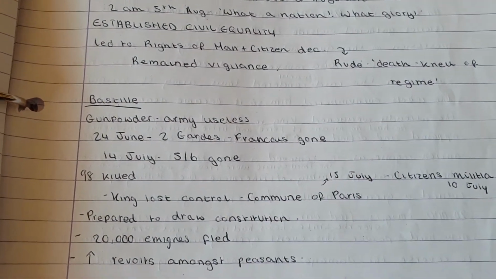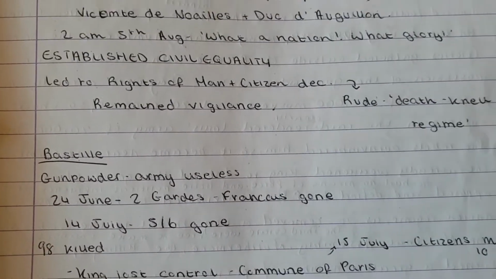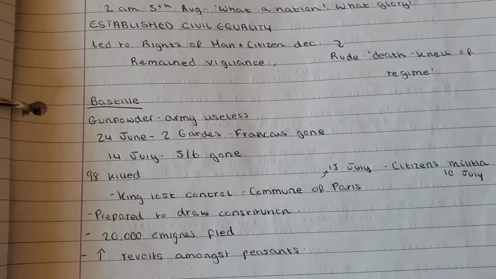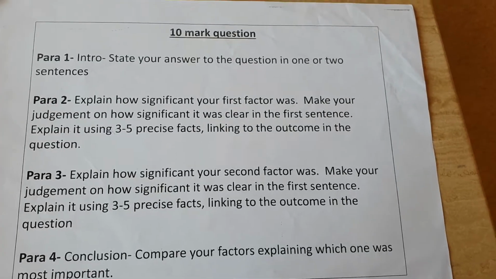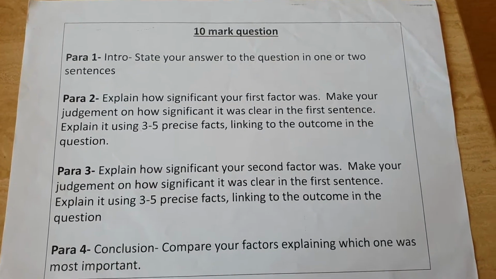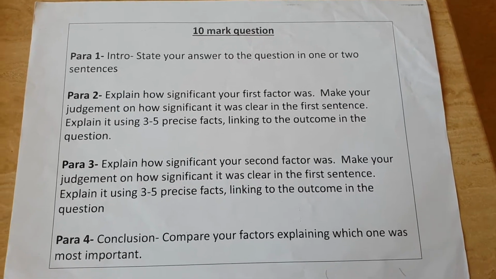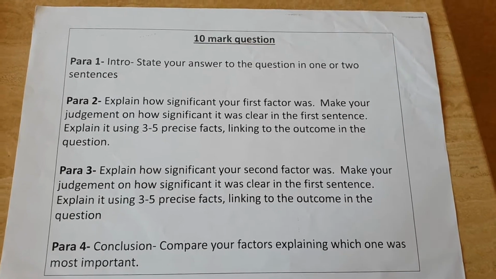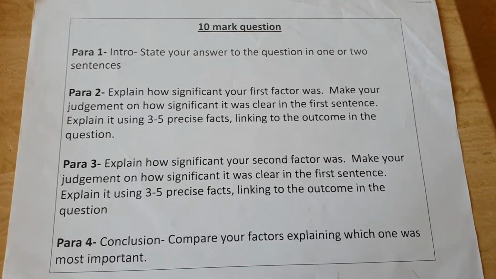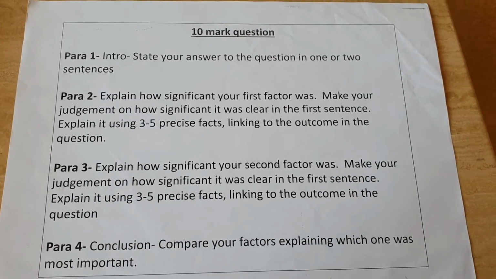And what I have in my plan is 3 to 5 precise facts. So what you should have in your answer, this is what our teacher always says. Okay, I have a sheet for it. So you should have a little introduction line saying how significant your first factor was. So for example, the storming of the Bastille was more significant than the August decrees in leading to the collapse of the Ancien regime. So this is basically just saying what you're going to be arguing.